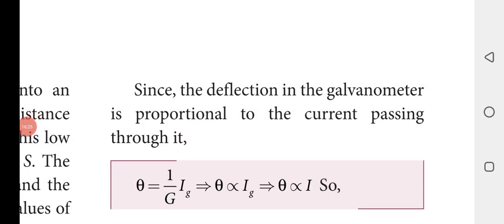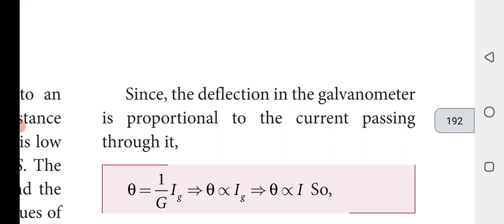Here the Ig value relates to the theta value. So theta is equal to 1 by G into Ig. That is one of the equations we already studied in the previous galvanometer topic. So theta is directly proportional to Ig. Here we also got the relation that Ig is proportional to I. So Ig is proportional to theta also. Then I is also proportional to theta.